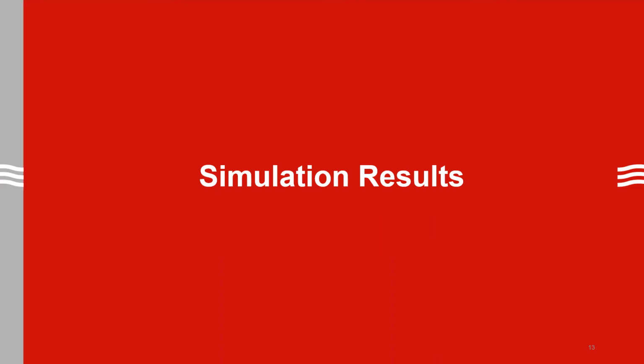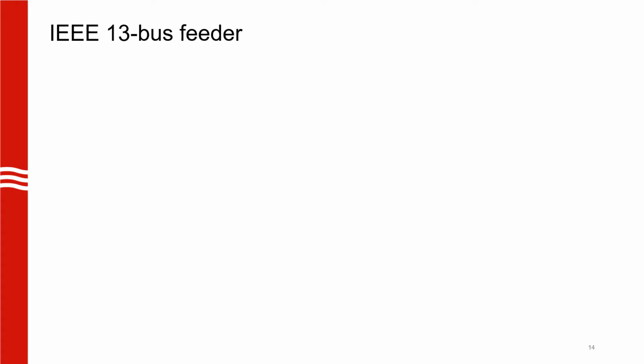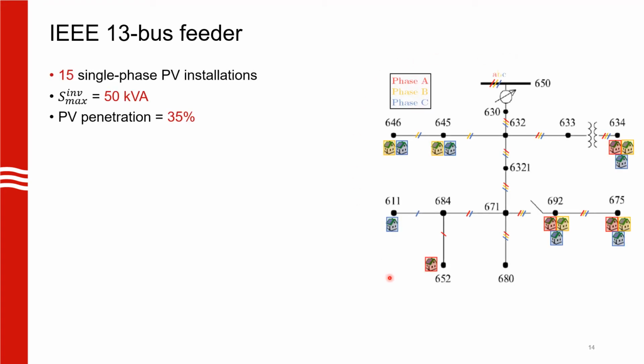Due to time constraints, I'll skip the constraints and objective function formulation and directly move on to the simulation results. So I'll start off with the IEEE 13 bus feeder as shown here on the right. So we modified this feeder in order to include 15 single phase rooftop solar PVs that are shown here by houses. So each PV inverter is rated at 50 kVA and the active power of these inverters is set to a constant value such that the total PV penetration is 35% of the rated load.